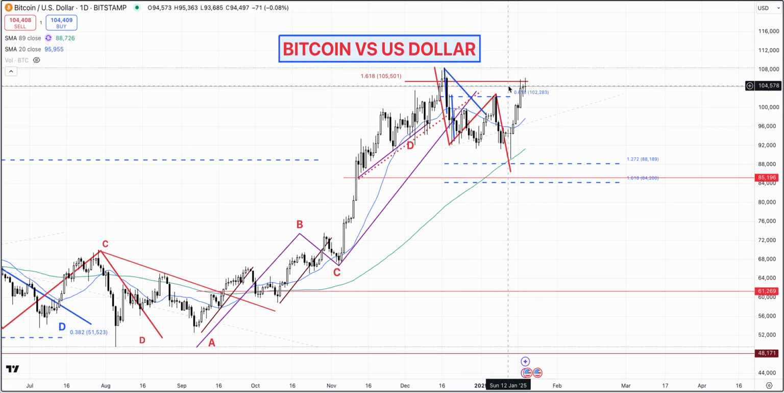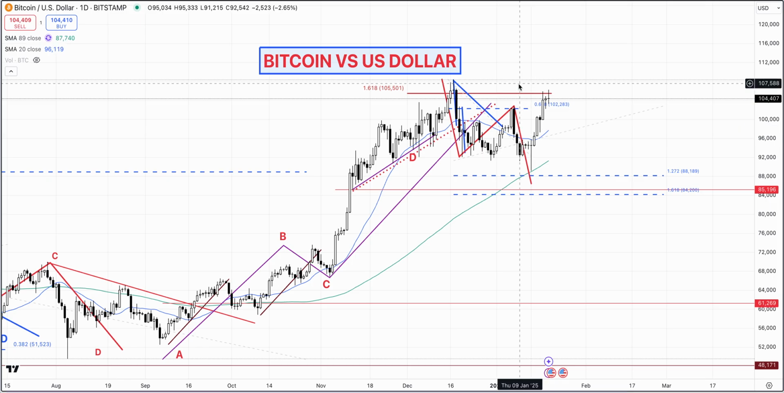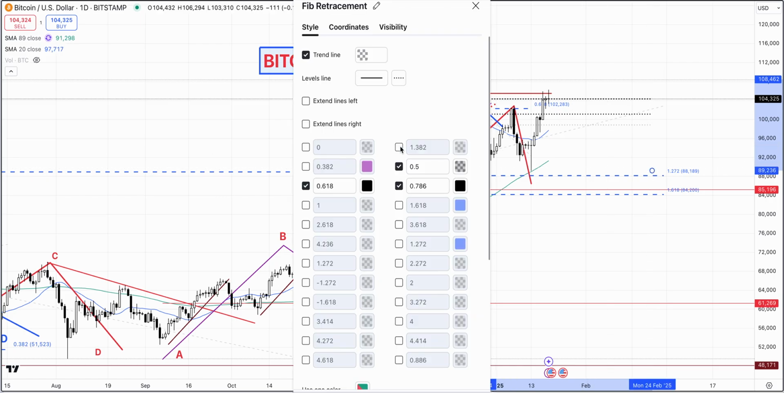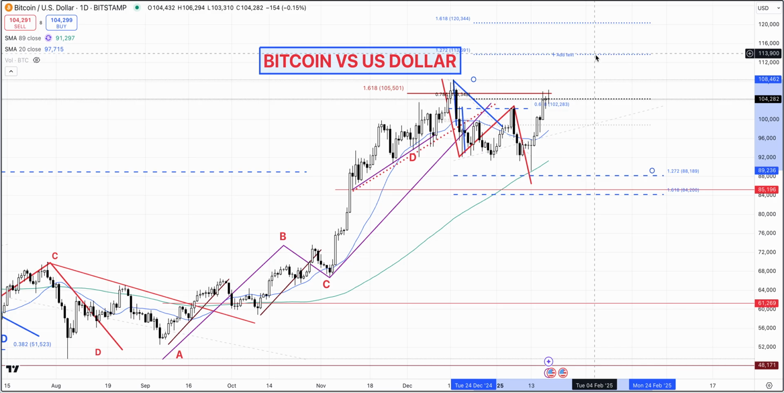So it remains still testing the top of the range. Let's see whether it is actually able to break out to new highs. And the chances are it could actually do that. If that were the case, we could have some targets. So let's just do an expansion. Here we go. Okay, we get rid of this. So we could see 113,600 and 120,300 as well.